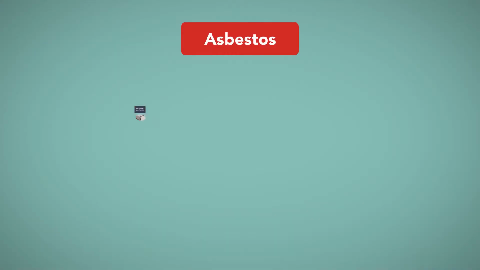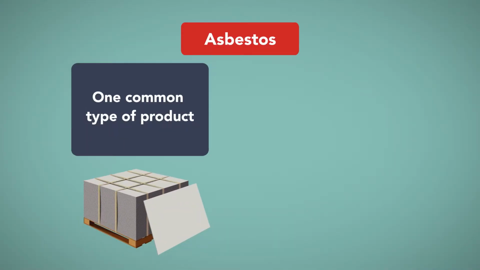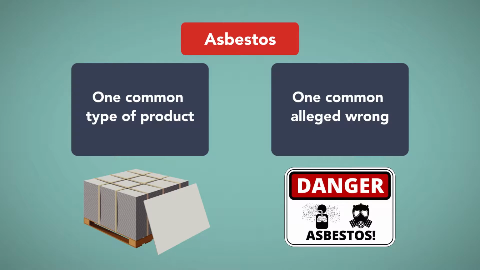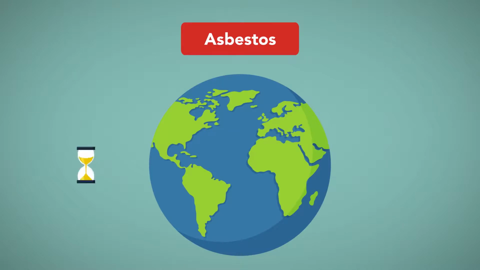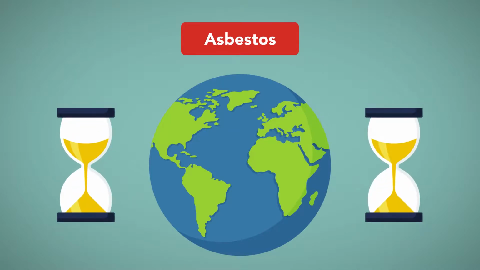The asbestos claims arose from one common type of product and one common alleged wrong: the decision to make the product and hide its dangers. But the injuries took place all over the world over the course of several decades.